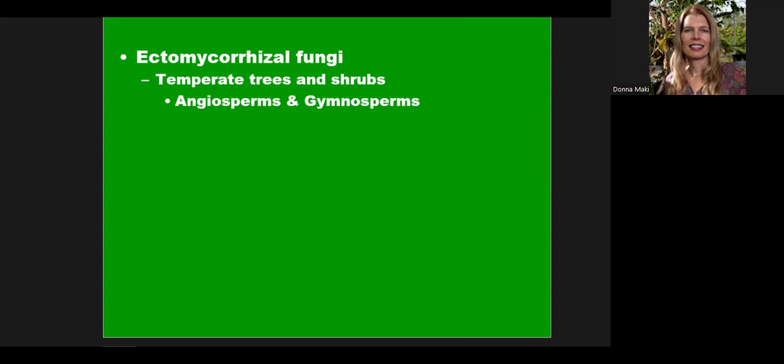And you can have mixtures. So you can have many different species of the fungus hanging out with the same tree. You can have a mixed community. Some tropical trees will also have ectomycorrhizal fungi, but tropical trees tend to form a relationship with another group, the endomycorrhizal or the arbuscular, that I'll talk about in a little bit here.